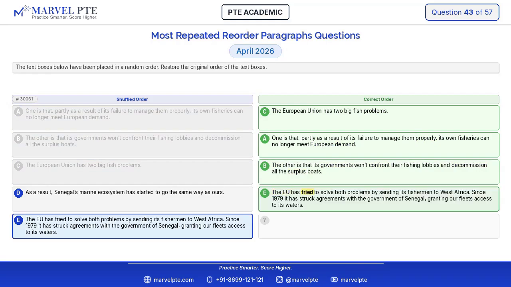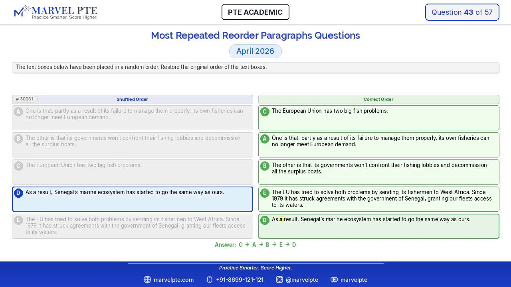The EU has tried to solve both problems by sending its fishermen to West Africa. Since 1979, it has struck agreements with the government of Senegal, granting our fleets access to its waters. As a result, Senegal's marine ecosystem has started to go the same way as ours.